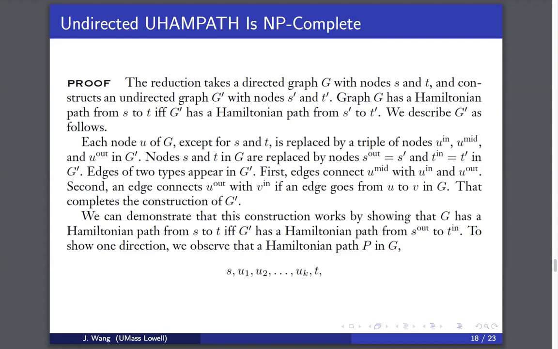NP completeness gives us a lower bound, hopefully you can think of it as a lower bound. This is NP-complete, so it looks like we require exponential time if P is not equal to NP. So those are the topics that are relevant to us who study computer science.